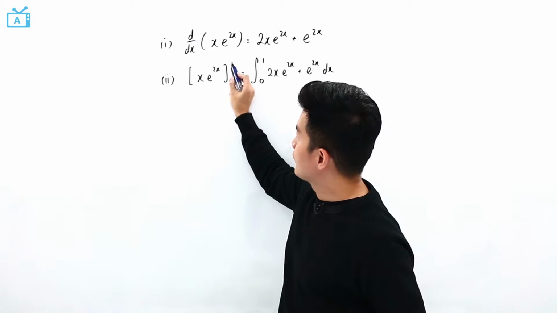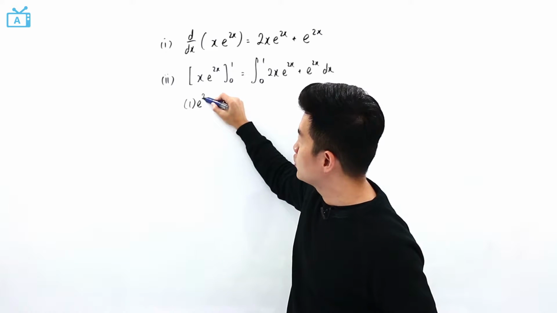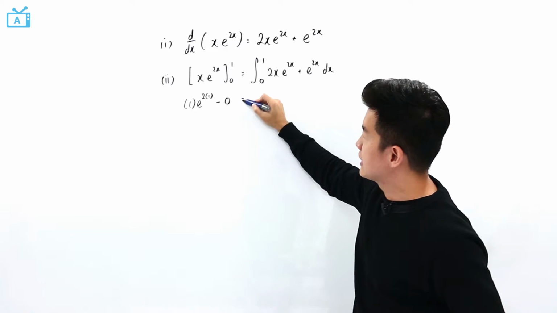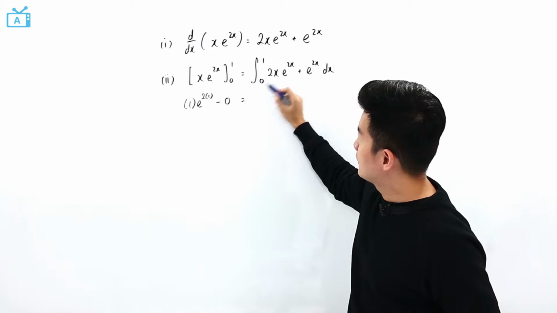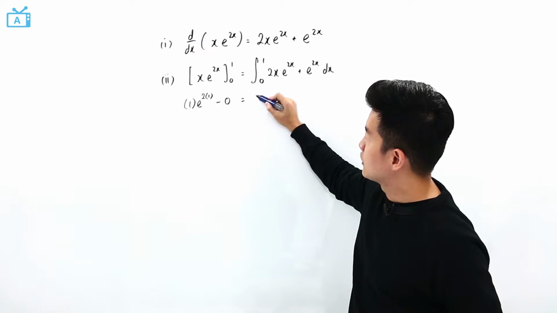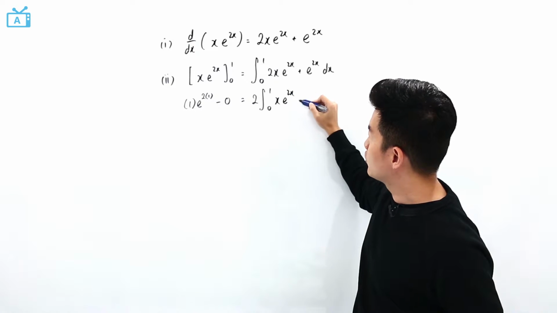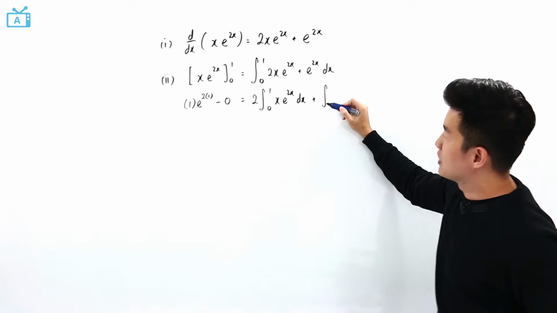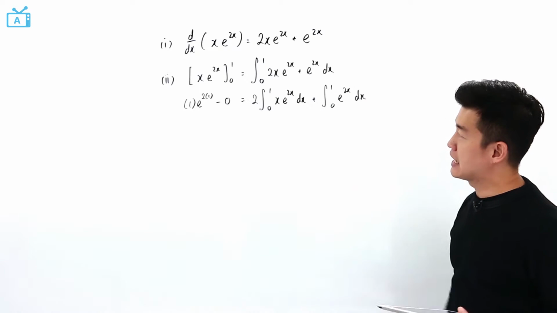Over here on the left-hand side, if I were to substitute 1 in, I will have 1 e to the power of 2 times 1, minus substituting 0 in, it will just be 0 entirely. This, I'm going to break it up into two different integrals. For the left-hand term, it is going to be 2 integration from 0 to 1 of x e to the power of 2x dx. And for the right-hand term, it is going to be integration from 0 to 1 of e to the power of 2x dx.